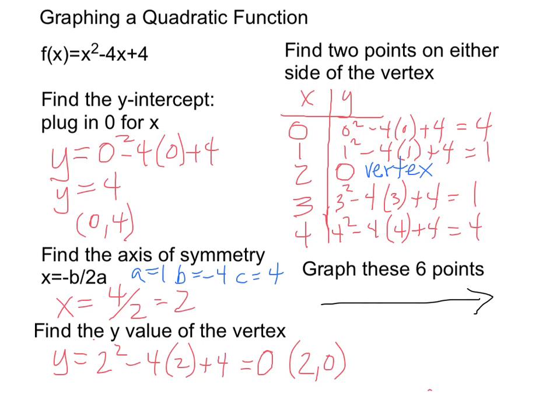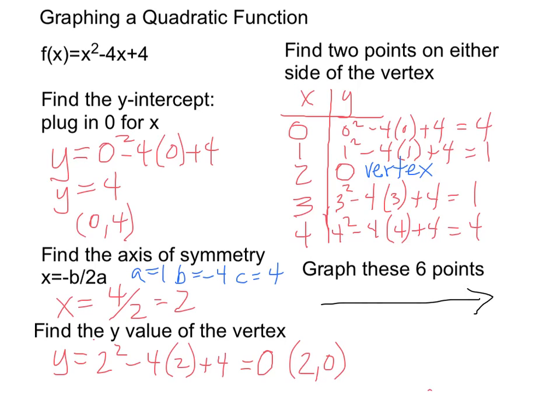Today we're graphing quadratic functions or quadratic equations. The example here, f of x or y equals x squared minus 4x plus 4. One of the first things you can do is to find the y-intercept. To do that, you plug in 0 for x, and you can see I did that and got y equal 4, so my y-intercept is the point (0, 4).